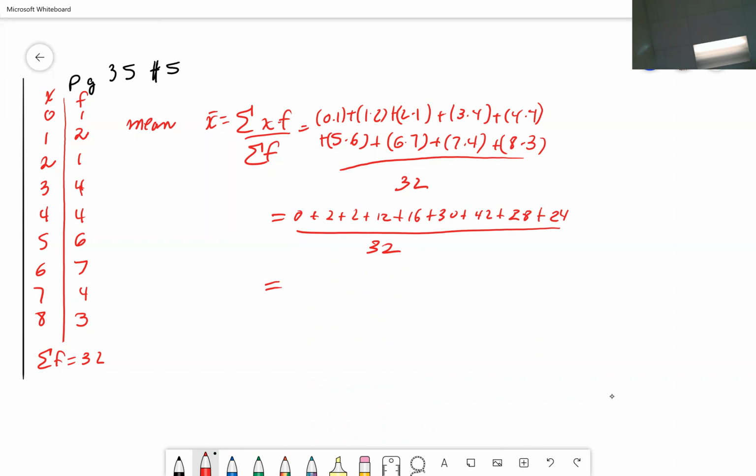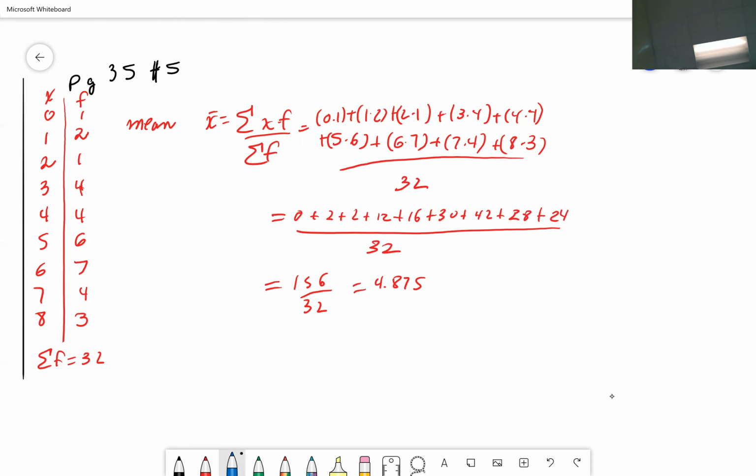Let's quickly add this up: 0 plus 2 plus 2 plus 12 plus 16 plus 30 plus 42 plus 28 plus 24. That's 156, and divide it by 32. And so our mean is 4.875.